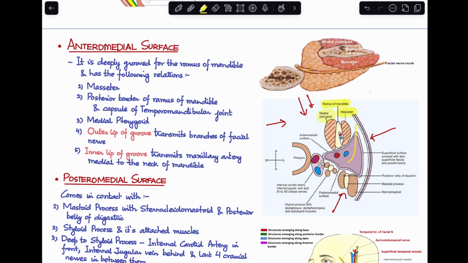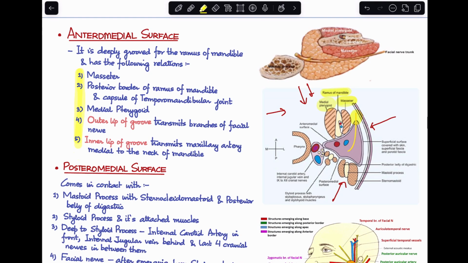And the groove that is forming because of the ramus of the mandible, the outer lip of the groove transmits the facial nerve. This over here, you can see that this is a facial nerve passing, and the inner lip of the groove transmits the maxillary artery. So these all five are the relations of the anteromedial surface of the parotid gland.